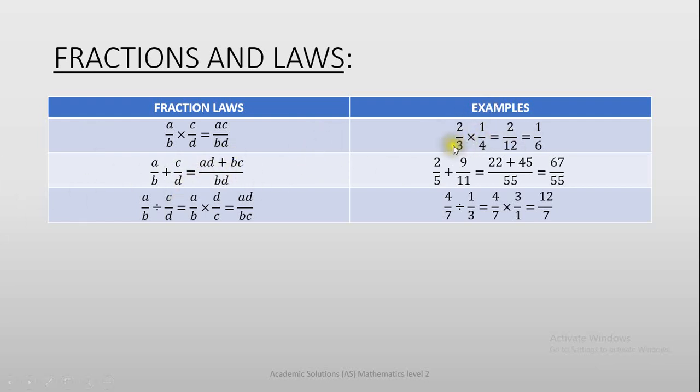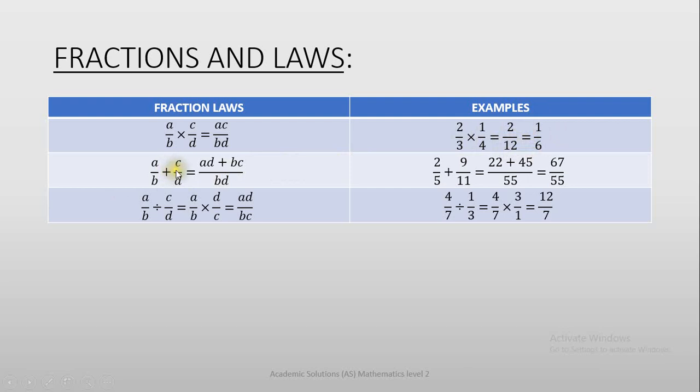I hope you do understand. So we multiply this and that, and then we get 2 multiplied by 1, which is 2, 3 multiplied by 4, which is 12. So 2 divided by 12, which is 1 divided by 6. So in this case we have our answer there.